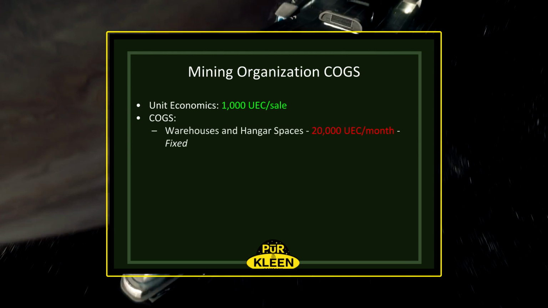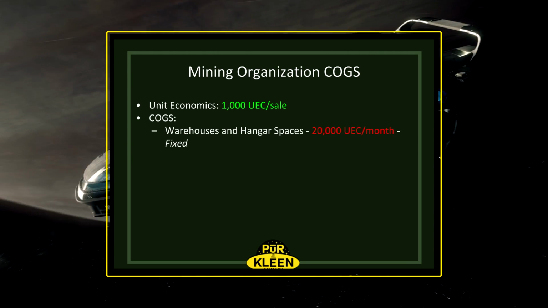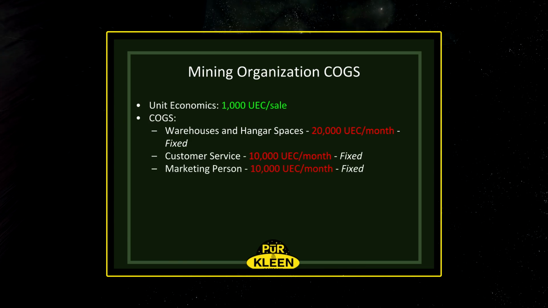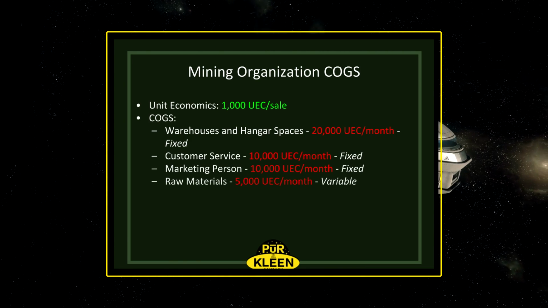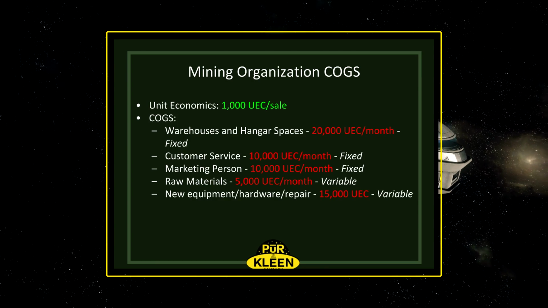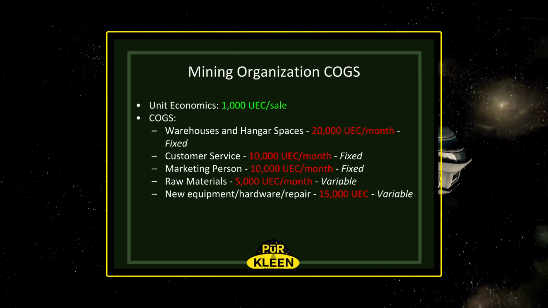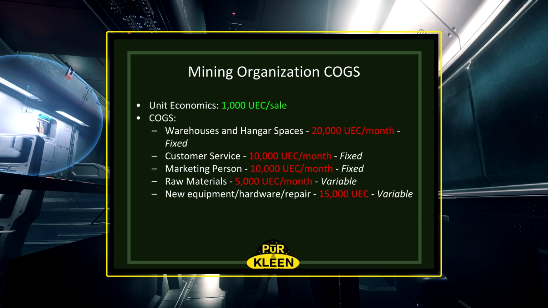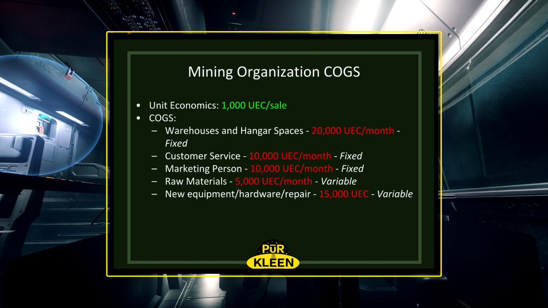So we have warehouse and hangar spaces expenses, we have customer service expenses, we have marketing expenses, we have raw materials and new equipment hardware repair expenses. Now we've gone ahead and estimated what these expenses will be per month. So for our warehouse, we say 20,000 UEC per month, and we know that this is a fixed expense.